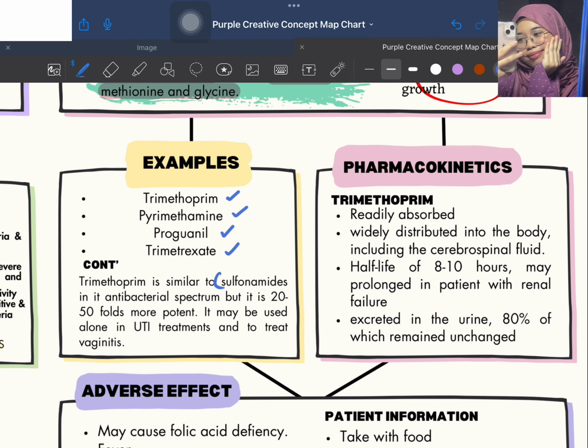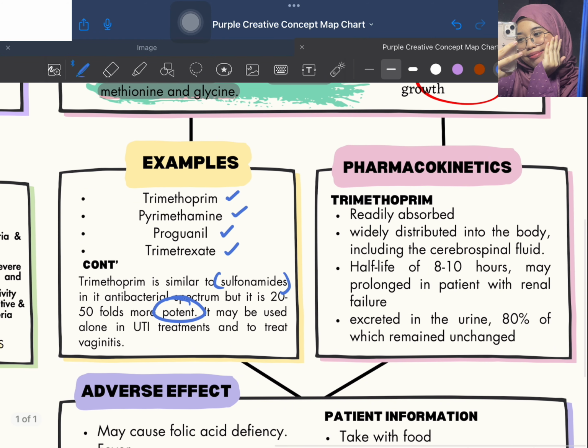Trimethoprim is similar to sulfonamides in its antibacterial spectrum, but it is more potent, so it is often used alone to treat urinary tract infections and vaginitis. Trimethoprim is readily absorbed and widely distributed through the body, including the cerebrospinal fluid. Its half-life is 8 to 10 hours, but may be prolonged in patients with renal failure. 80% of this drug is excreted unchanged in the urine.